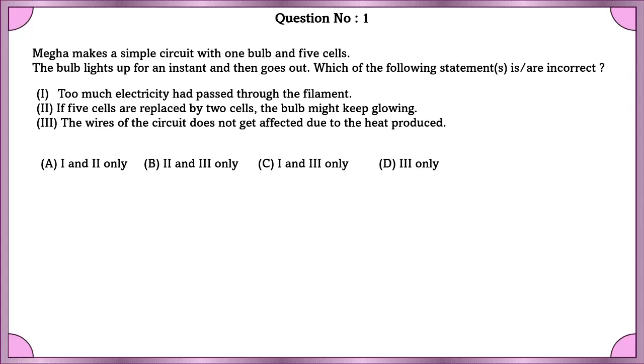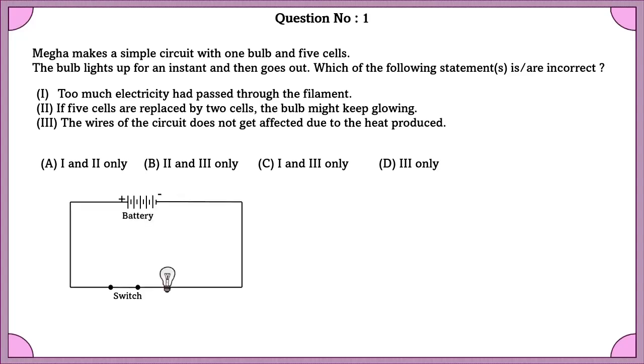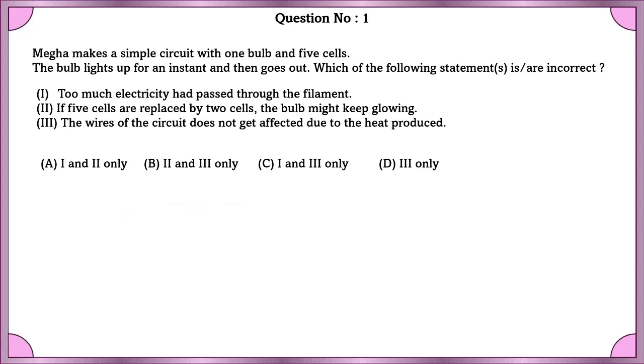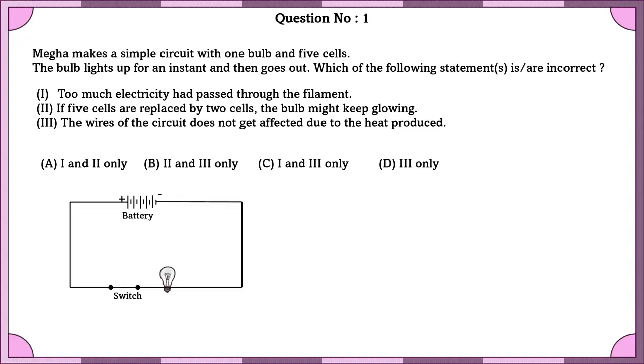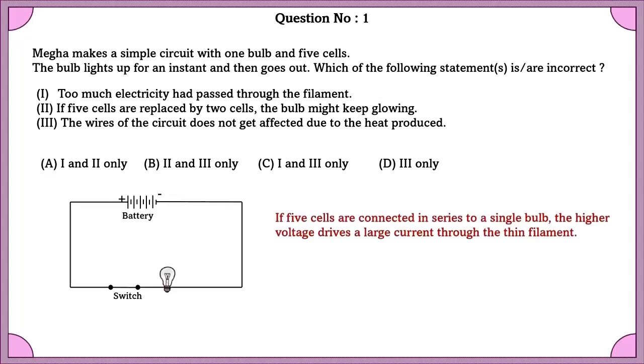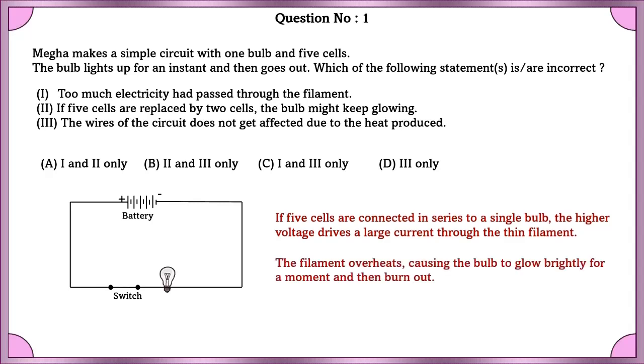1. Too much electricity had passed through the filament. 2. If 5 cells are replaced by 2 cells, bulb might keep glowing. 3. The wires of the circuit do not get affected due to the heat produced. If 5 cells are connected in series to a single bulb, the higher voltage drives a large current through the thin filament. The filament overheats, causing the bulb to glow brightly for a moment and then burn out. Therefore, the incorrect option is the third one.